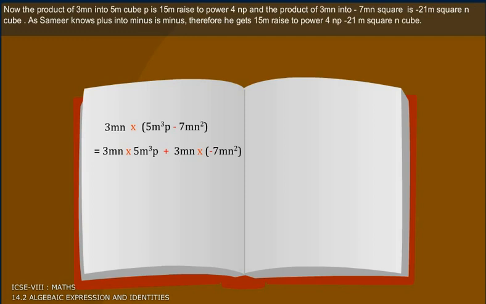Now the product of 3mn into 5m cube p is 15m raised to power 4 np, and the product of 3mn into minus 7mn square is minus 21m square n cube. As Samir knows plus into minus is minus, therefore he gets 15m raised to power 4 np minus 21m square n cube.